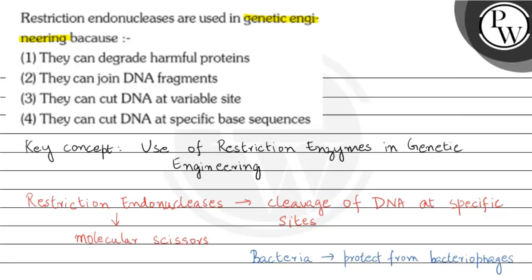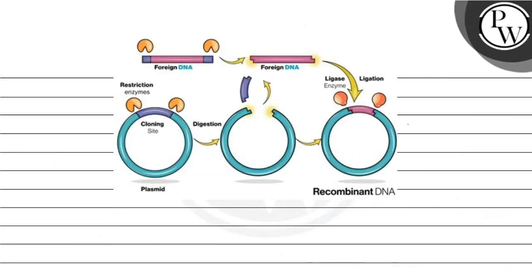Now, how can we use these restriction endonucleases for our own needs? Since restriction endonucleases can cleave DNA at a specific site, we can exploit this feature to modify or manipulate the genes at specific or targeted sites as per our needs. This feature is vastly used in a field of genetic engineering known as recombinant DNA technology.